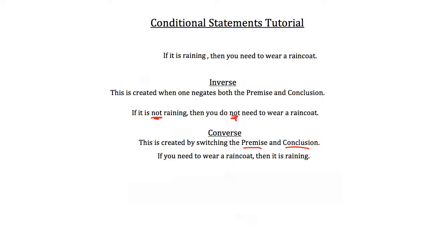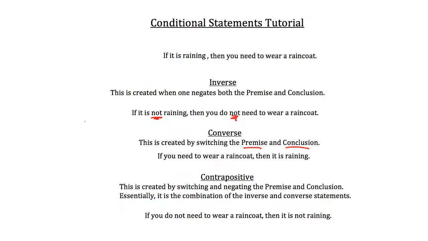The last modification that you could make to a conditional statement is the contrapositive. The contrapositive is created by switching and negating the premise and conclusion. So essentially, it's the combination of the inverse and converse statements. Again, our original conditional statement was, if it is raining, then you need to wear a raincoat. First we want to switch those. If you need to wear a raincoat, then it is raining. That's the converse. But then we want to negate both the premise and the conclusion. So, if you do not need to wear a raincoat, then it is not raining. We've switched the premise and conclusion, and we've negated both of them. That would be the contrapositive.